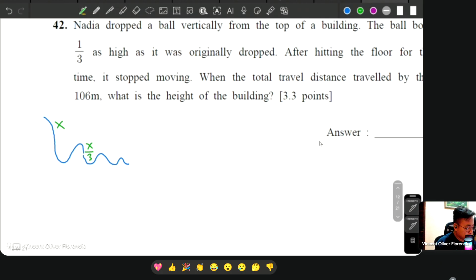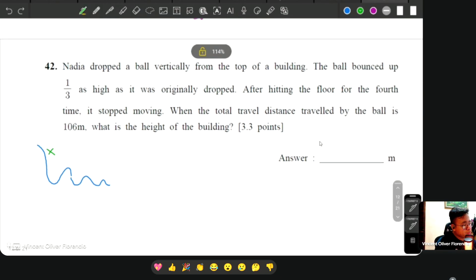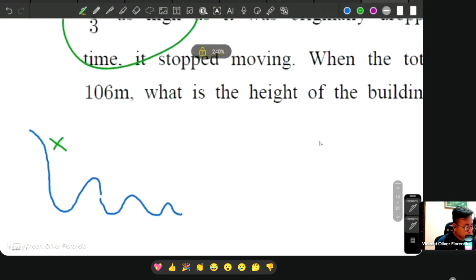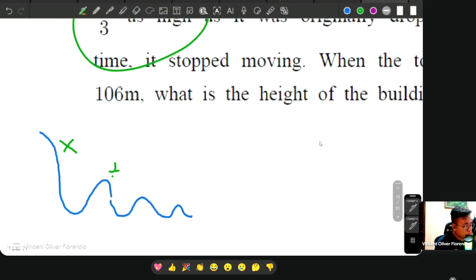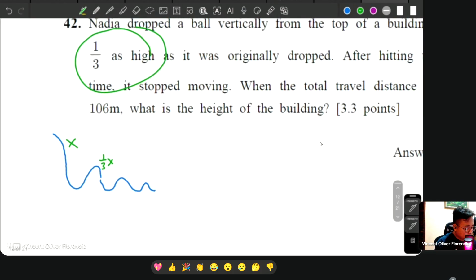Very good so far. I guess it's easier to follow like this, because it says there that the next bounce will be 1/3 as high. So if your first jump is x, this is going to be 1/3 x. The next one times another 1/3 is going to be 1/9x. And then it's going to be 1/27x.